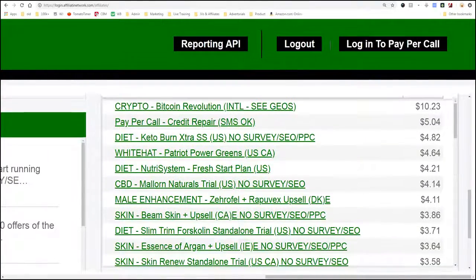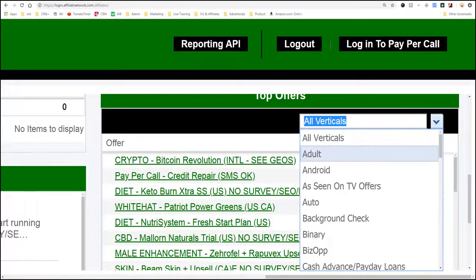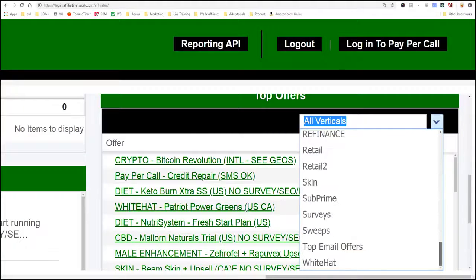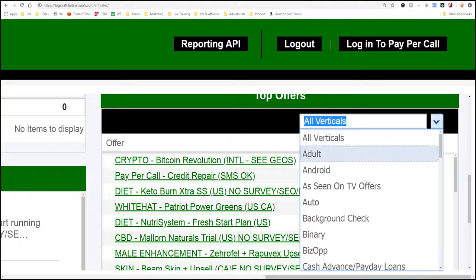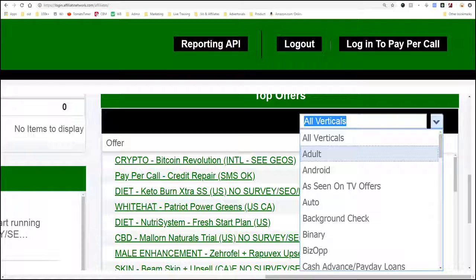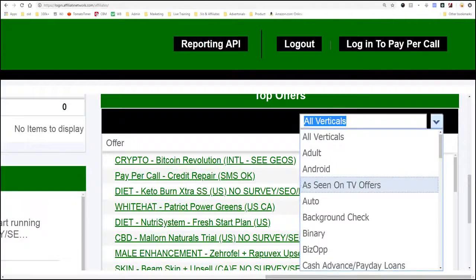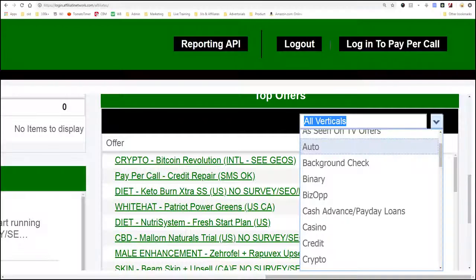Now, some other verticals we'll see here, if I drag down, are a bunch here, and I'll just give a brief description of a few of these for your information. So adult means basically you are selling subscriptions to porno websites. That's a vertical. Android means that you're selling games. You're doing CPI, cost per install offers, that people can purchase only on Androids. As seen on TV offers mean these are offers that are advertised on TV. Auto stands for auto insurance. If you're getting people to fill out a form to sign up for auto insurance.